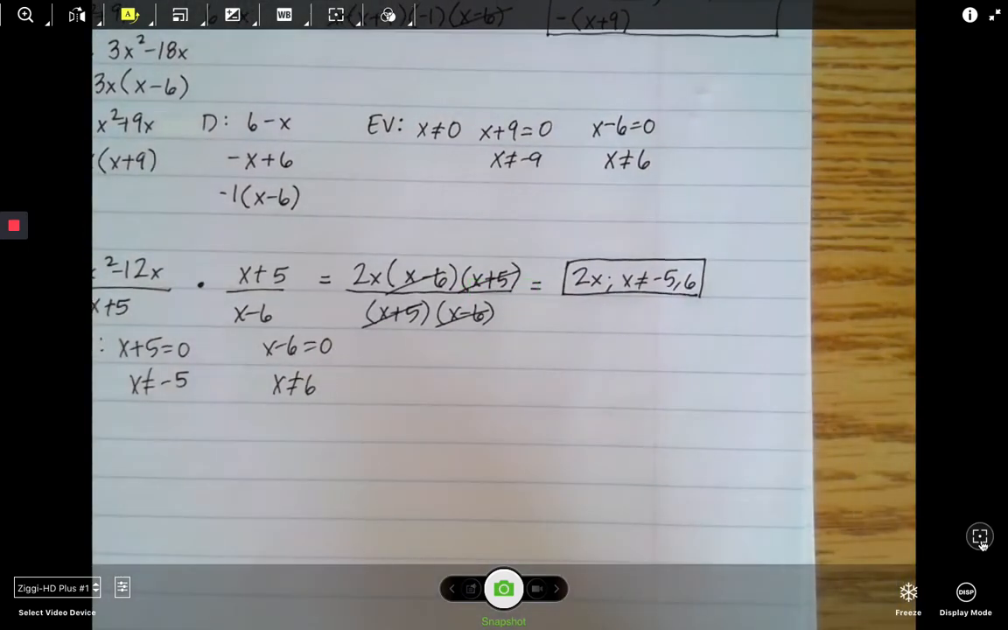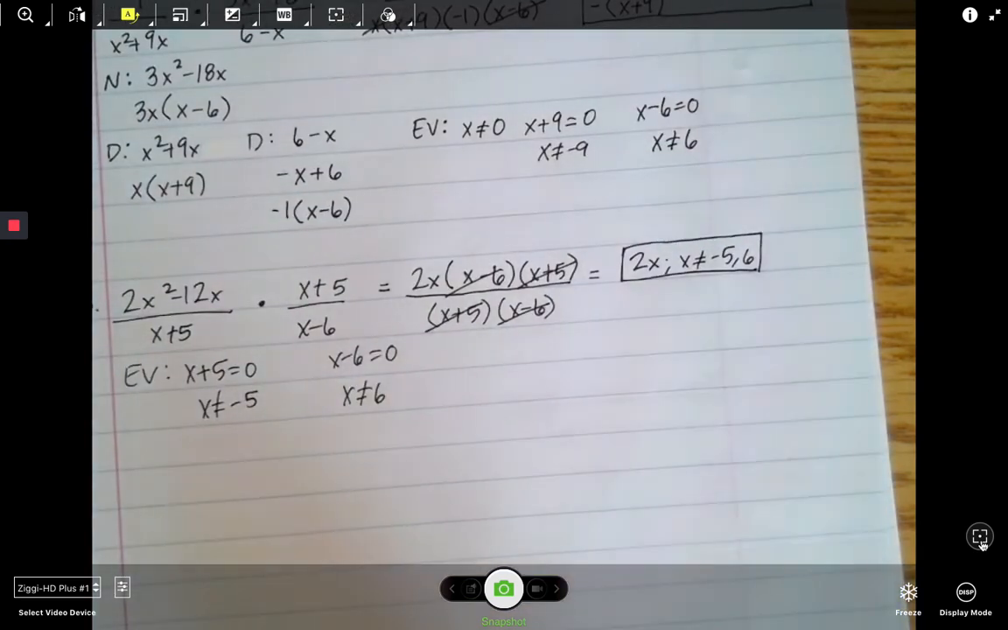So I came back, I just realized I didn't write my answer for 5A in my notes, so I'm going to write both of these answers.